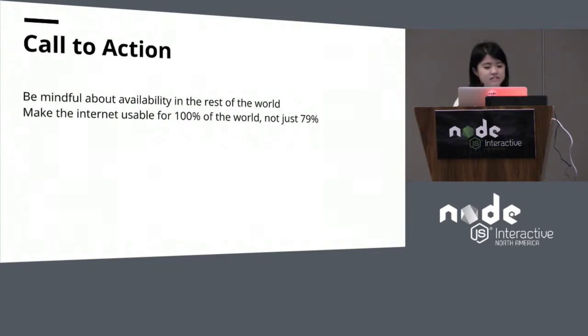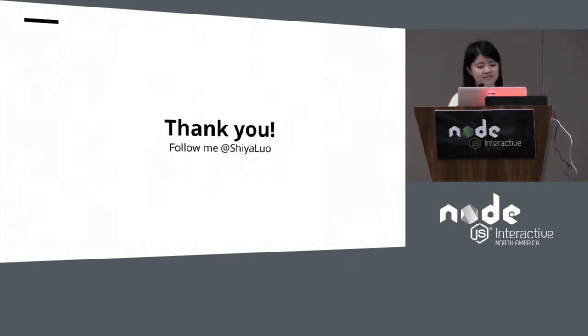So I guess this talk is just a call to action to be mindful about the availability of the internet to the rest of the world, to watch out for the caveats, and to make the internet usable for 100% of the world and not just 79%. And that's all my talk. Thank you.